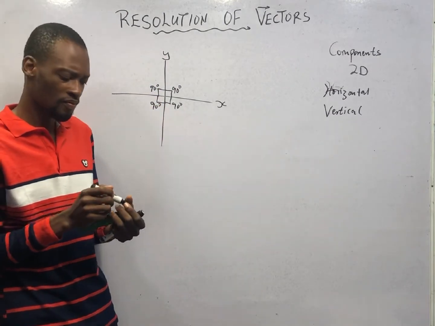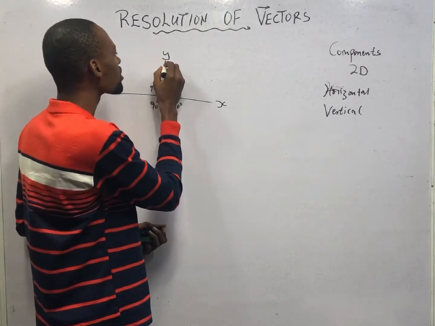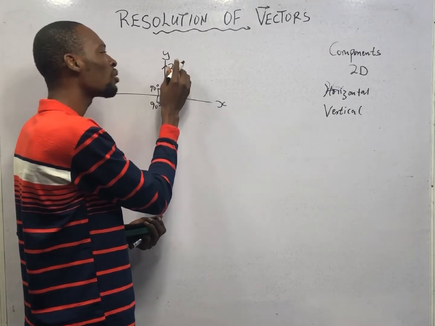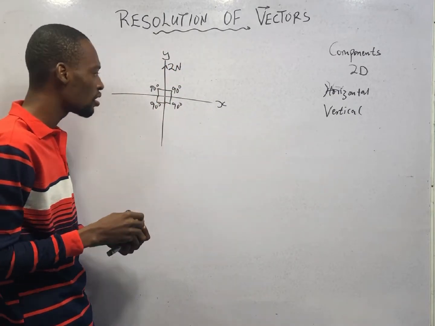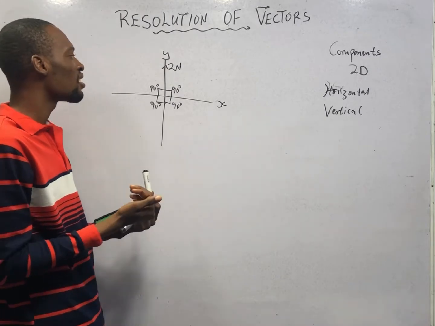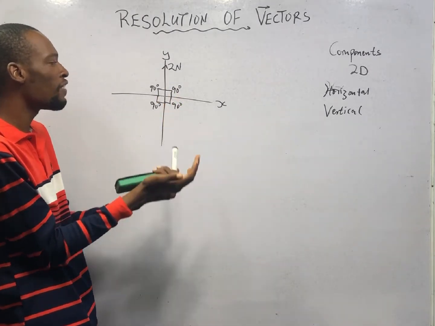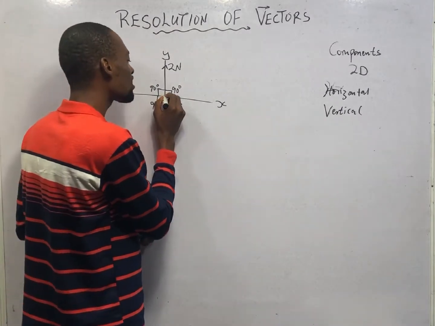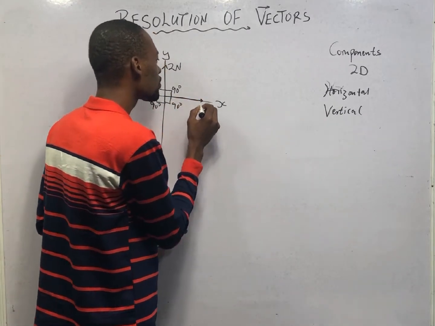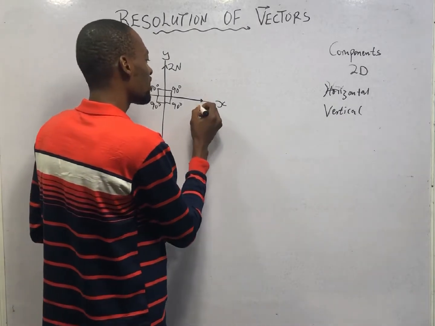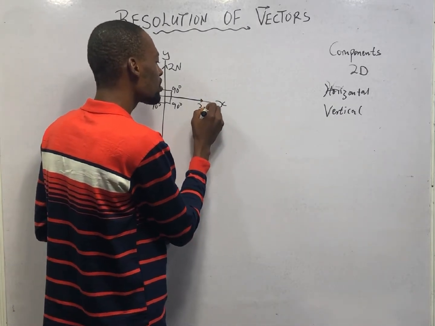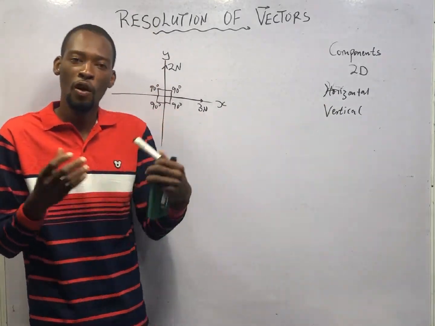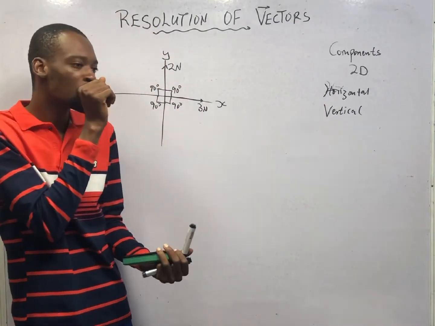Take a look at something. If a force acts this way, let's say 2 Newton, or a vector acts this way, 2 Newton, we will simply say that the vertical component of the vector is 2 Newton. If a force acts straight this way, let's say a force of 3 Newton, we will simply say that the horizontal component of the vector or of the force is 3 Newton.